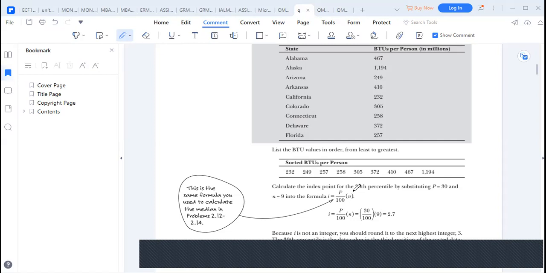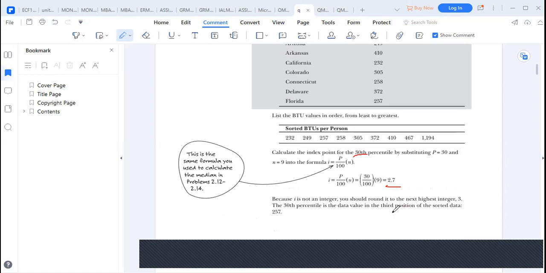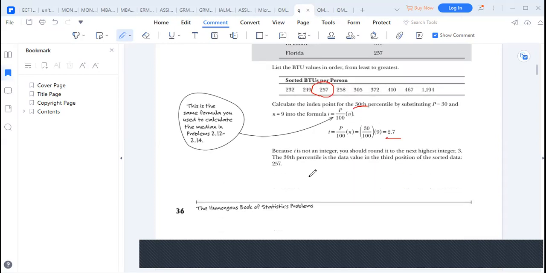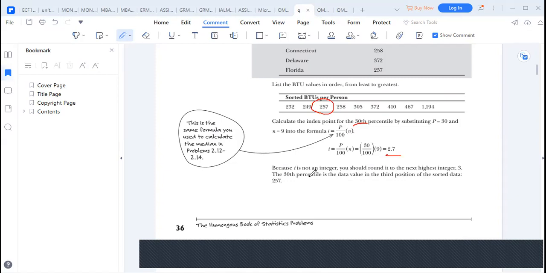We've been asked to calculate the 30th percentile. To find the percentile, it is P over 100 times N. So the 30th percentile is 30 over 100 times our N. How many are these? 1, 2, 3, 4, 5, 6, 7, 8, 9. So 9, and we round up to the next integer, which is 3. So our 30th percentile, 1, 2, 3, is 257.